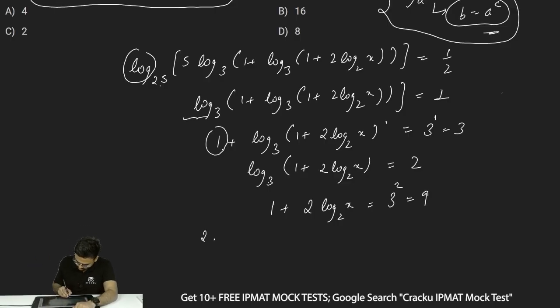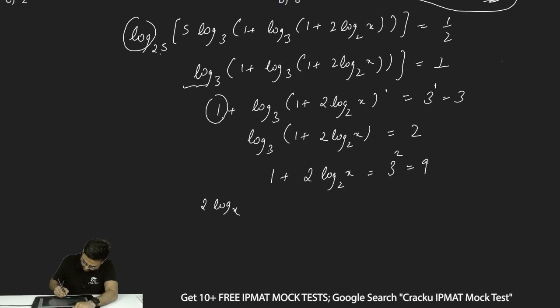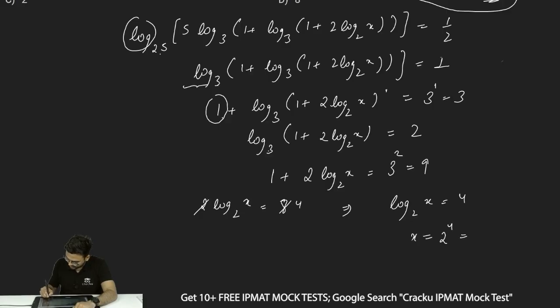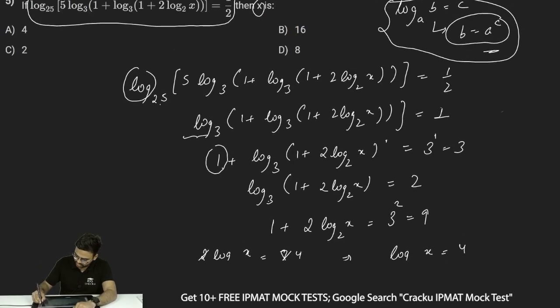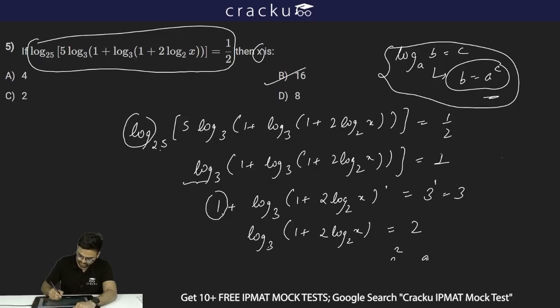So I will write 2 log x base 2 can be written as 9 minus 1, which is equal to 8. Or I can write this as 4. So log x to the base 2 is equal to 4. Again applying the same formula, x will be equal to 2 to the power 4, which is 16, and therefore the value of x is 16, and therefore option B, 16 is the correct answer.